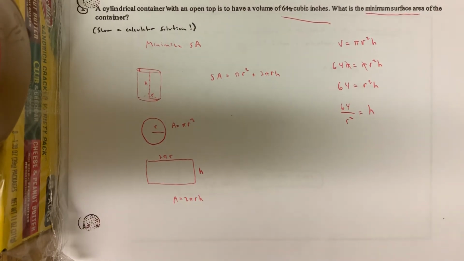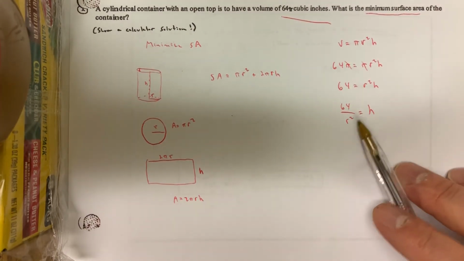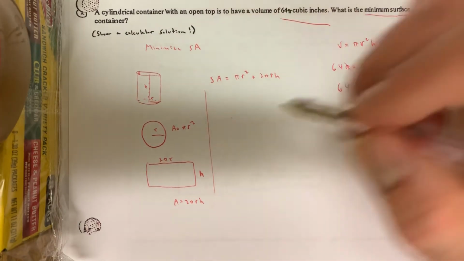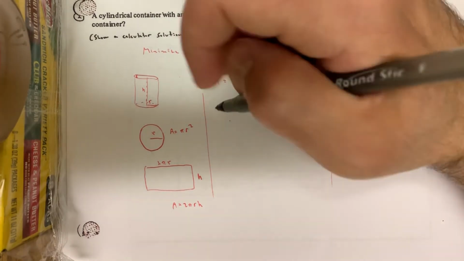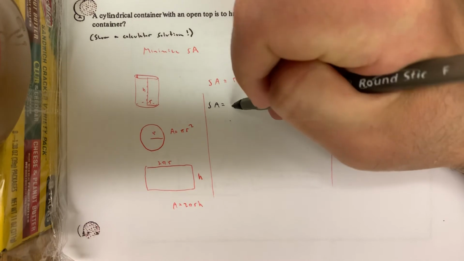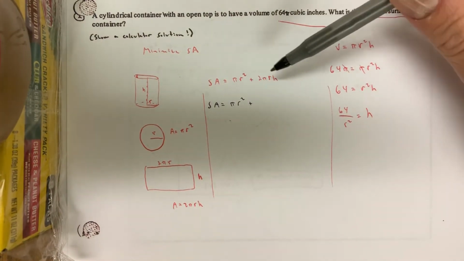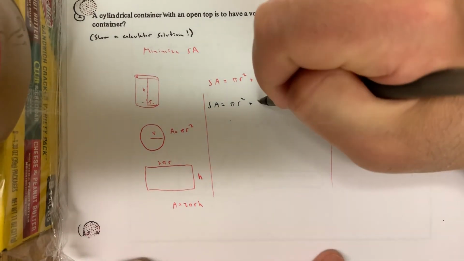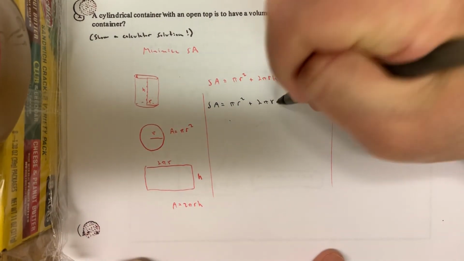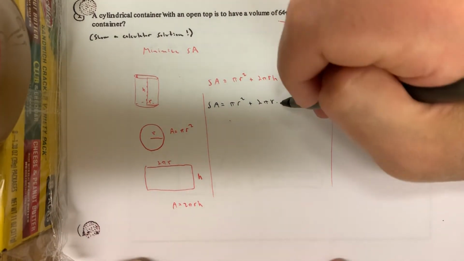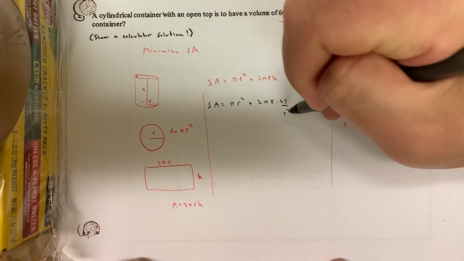Anyway, so here I'll solve for h. It's a lot easier than having to take a square root and solve for r. Let's go back to the black pen over here. So now our surface area is going to be in one variable. Leave that pi r squared right there. Also, if you solve for r, you've got to sub it in 2 spots here, which is kind of annoying. I'll leave the 2 pi r. Take out the h, replace it with 64 over r squared.